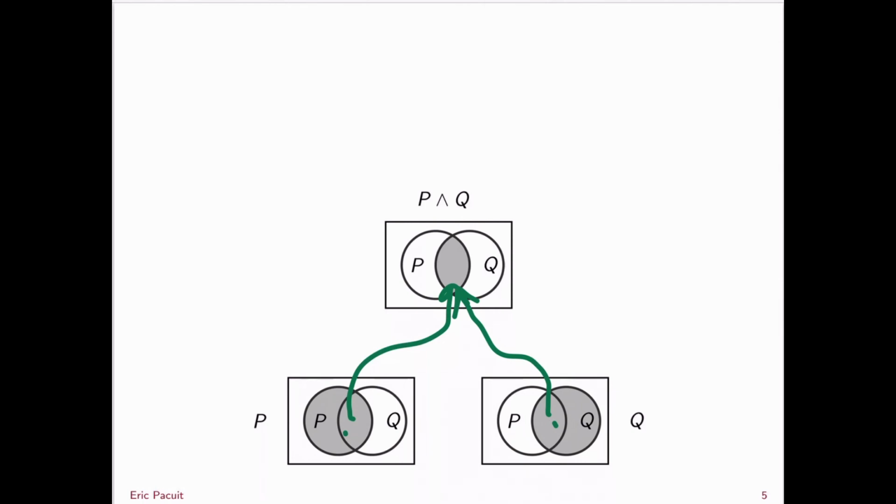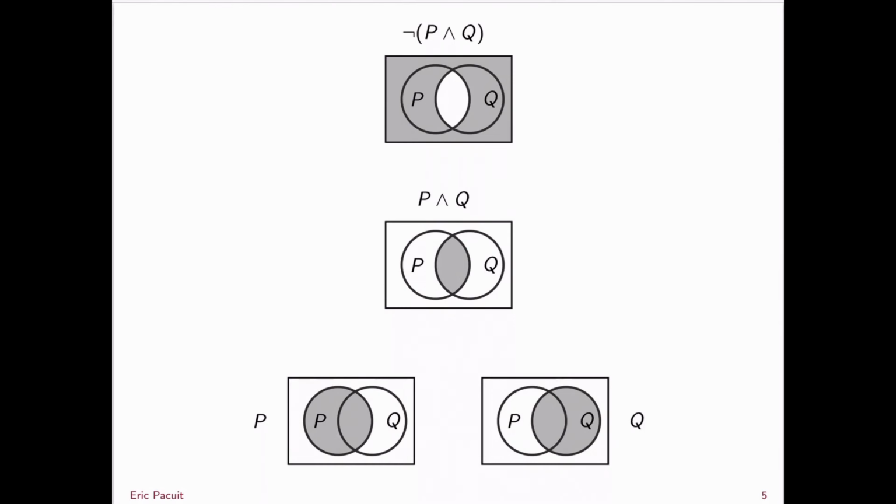And then again, we already know how to deal with negation. Negation is, of course, going to shade everything that's not shaded in this Venn diagram right here. So to move to the negation, here we have everything shaded inside of the P and Q region. So if we add a negation to that, we want to shade everything outside of this shaded region right here.